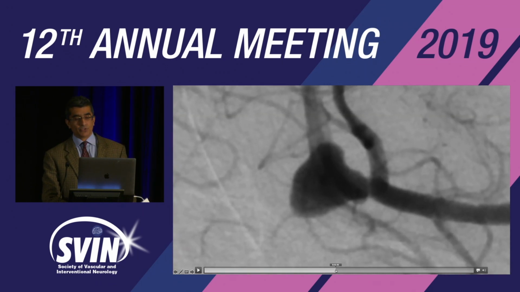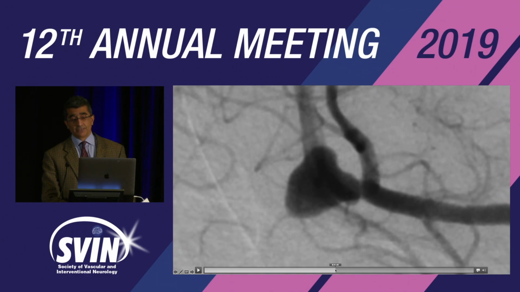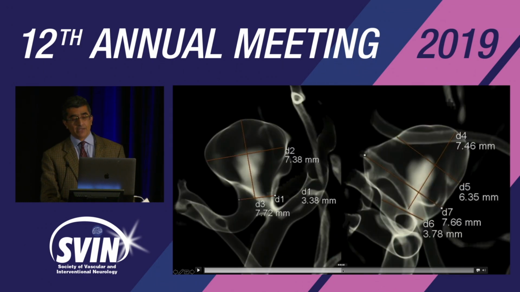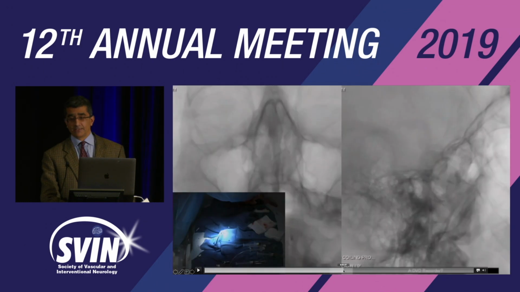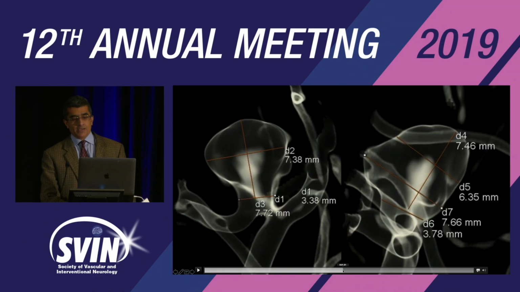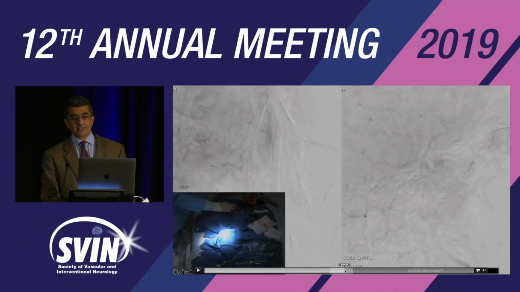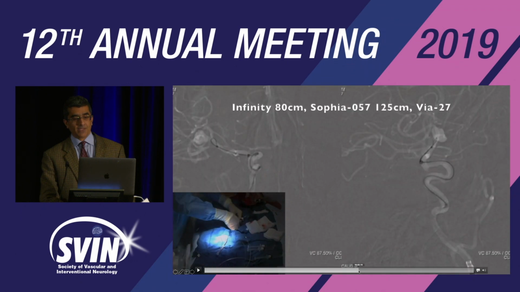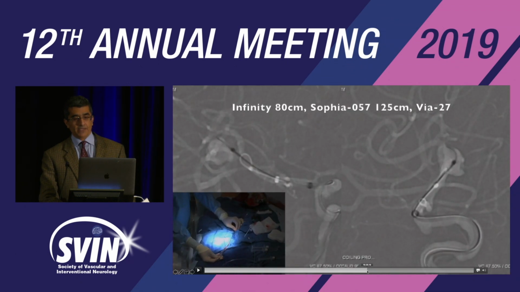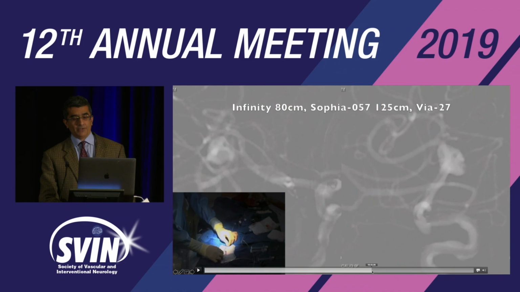I don't have time to show the second case. I'll just run through it. This is an example of an odd-shaped right MCA bifurcation aneurysm. Again, the sizing is based on making sure that the device sits in the neck of the aneurysm. This is a VIA 27 because it's an 8 millimeter device.